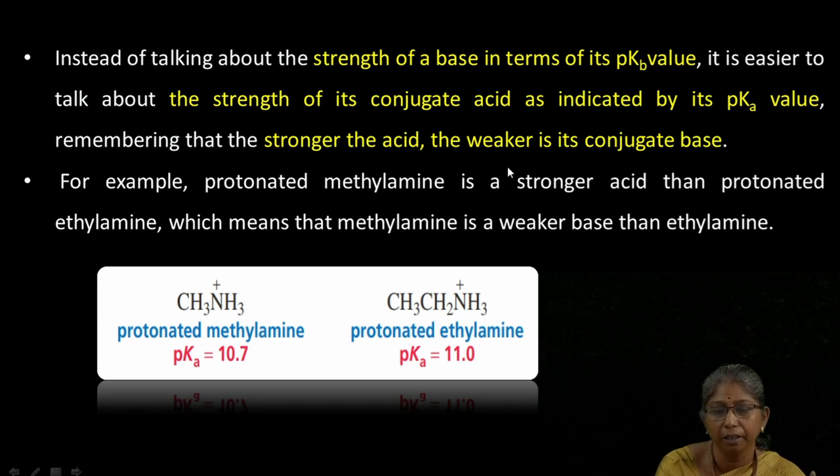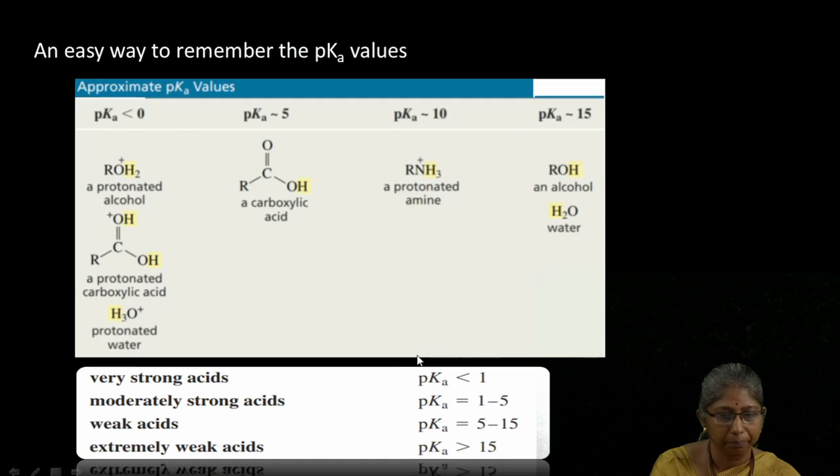For example, protonated methylamine, see the value, it is very low, so it acts as an acid. And here, protonated ethylamine, again the value is low, and so it can act as an acid. Now see how to remember the pKa values.